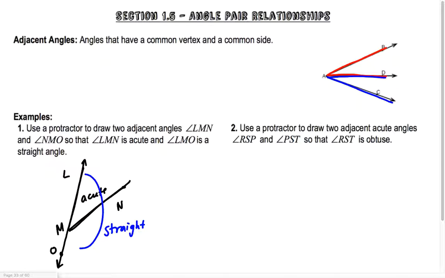Does that make sense? So this next one says draw two adjacent angles RSP and PST such that RST is obtuse. So if I start with RSP, and then I want PST, but I want to make it so that my RST is an obtuse angle. If I just did PST here, that wouldn't work, right? Because that would not be an obtuse angle for RST. So I want to adjust it, and I want this angle to be maybe over here, and that would work. Does that make sense?